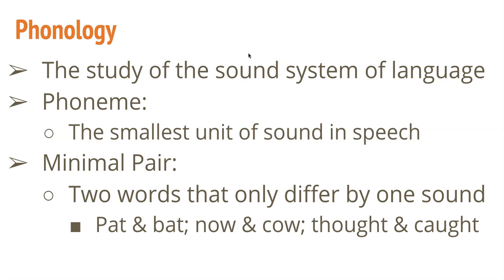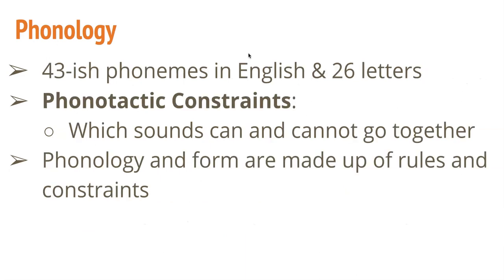A good way to think about that is by thinking about minimal pairs. A minimal pair is two words that only differ by one sound. So pat and bat, now and cow, and thought and caught, right? That one sound changes the entire word. So that sound, therefore, is a phoneme because it's important in speech. And the minimal pair, again, is two words that differ by only one sound.